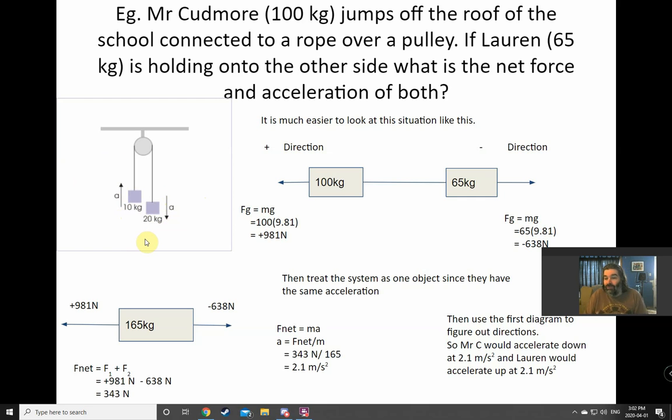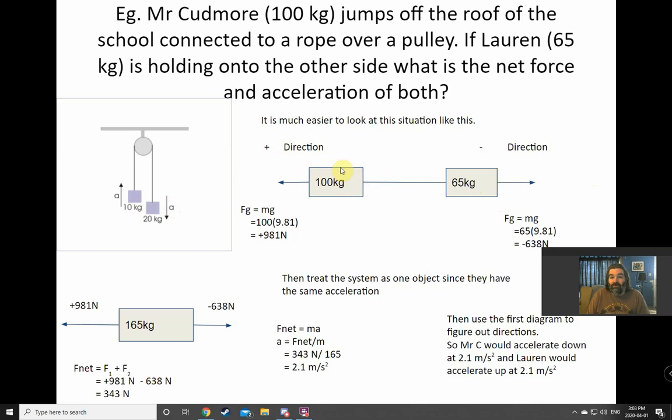It really confuses things. So what's much easier is if you actually, again, do the tilt the world, and instead of drawing it like this, draw it like this. And then when you're done, go back and look at it like this. So draw it like this and say, okay, we got Mr. Cudmore on the one rope. We're going to call Mr.